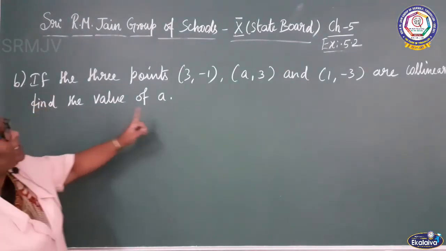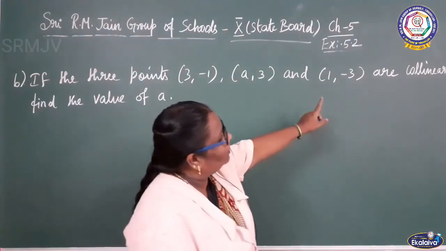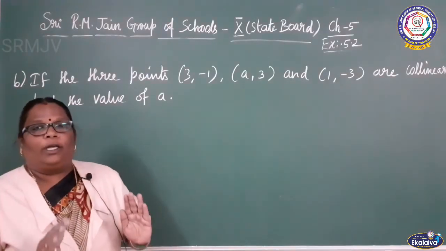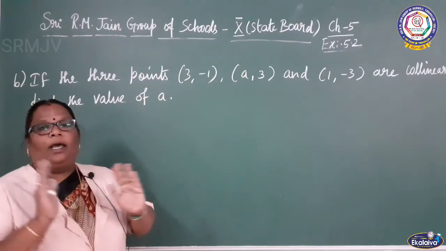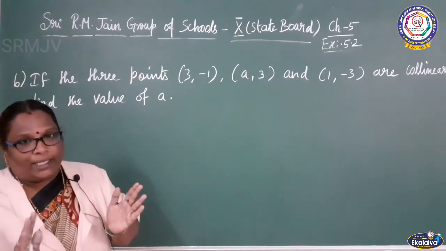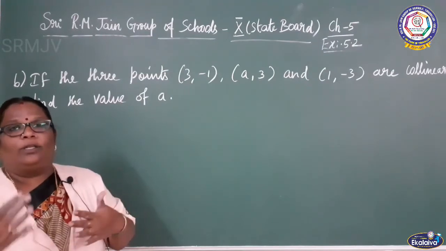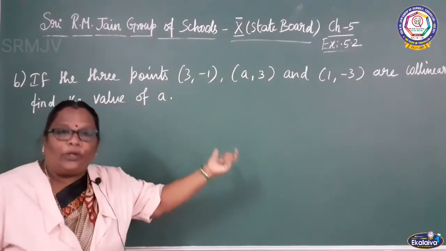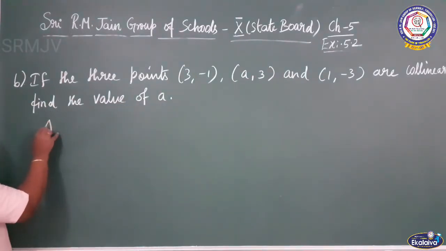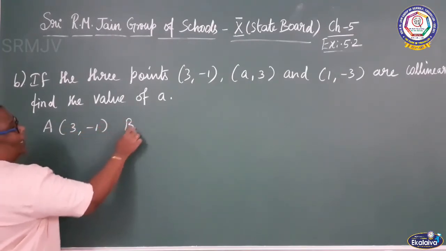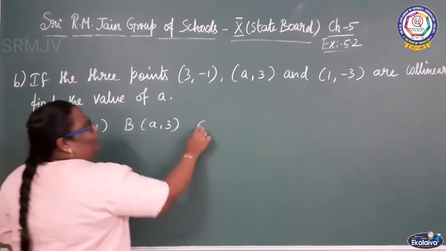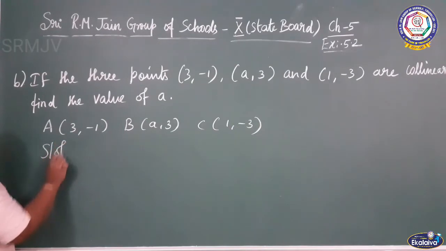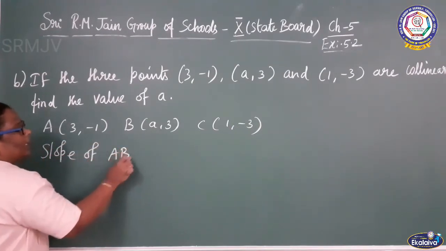See, if the 3 points (3, -1), (a, 3) and (1, -3) are collinear, find the value of a. So you should find out the slope of AB and slope of BC. If the slopes are equal and one point is common, then it forms a collinear. It is given already that the points are collinear, so you should find out the value of a. Take A as (3, -1), B as (a, 3) and C as (1, -3). First you should find out the slope of AB.